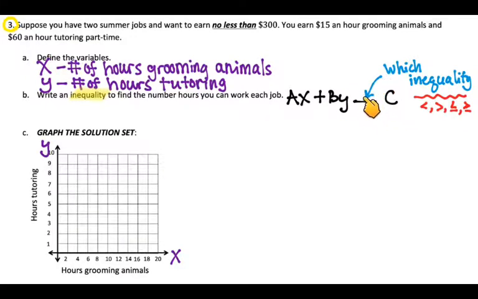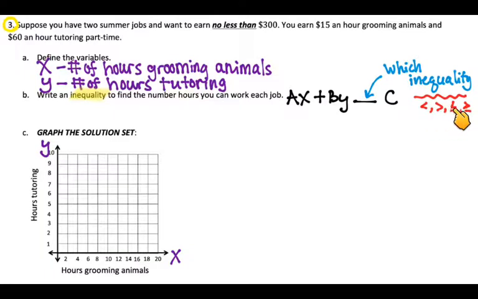So to determine which inequality symbol we can use, we're going to look at the highlighted words in the problem, which is no less than. So if I'm working these 2 jobs, so I'm grooming animals and I'm tutoring, and I want to earn no less than $300, which one of these symbols would best represent no less than? Can we earn less than $300? Can we earn more than $300? Do I want $300 or less, or do I want $300 or more? So the words no less than mean that I want to earn $300 or more.